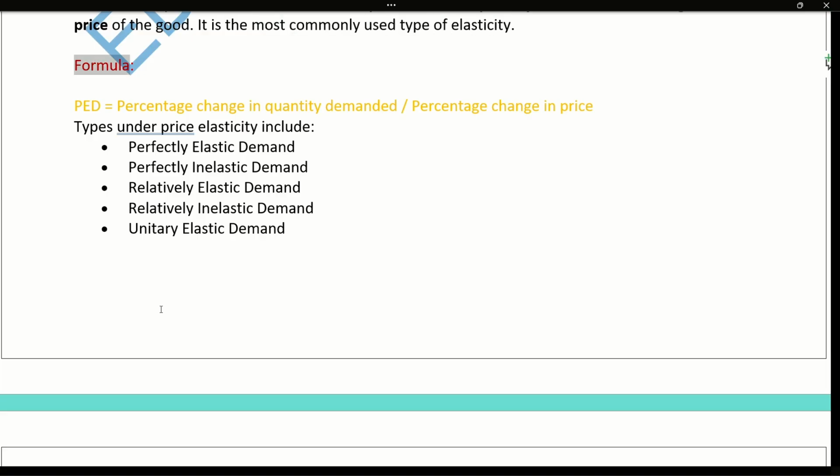Formula. PED is equal to percentage change in quantity demanded divided by percentage change in price. Types under price elasticity include perfectly elastic demand, perfectly inelastic demand, relatively elastic demand, relatively inelastic demand, unitary elastic demand.